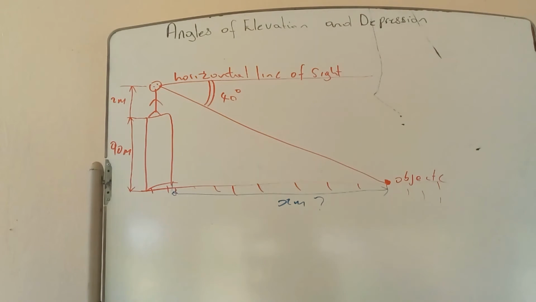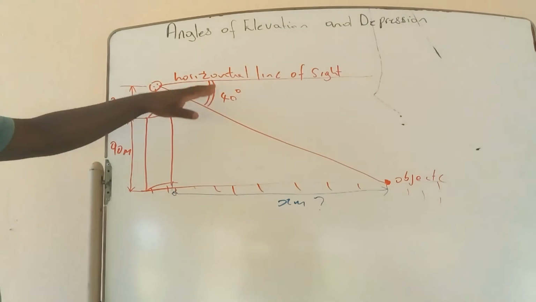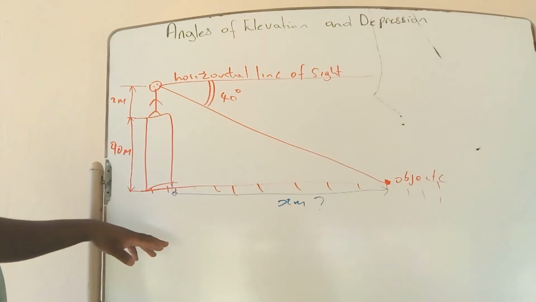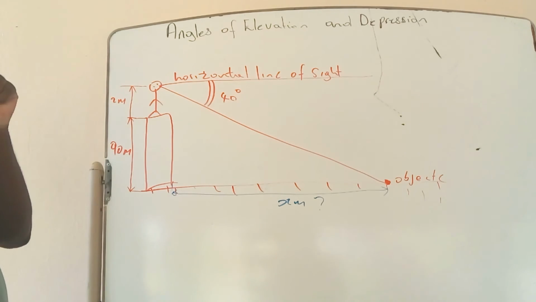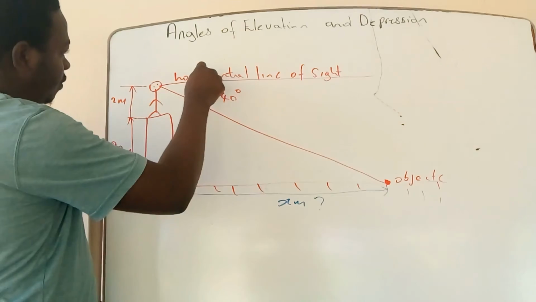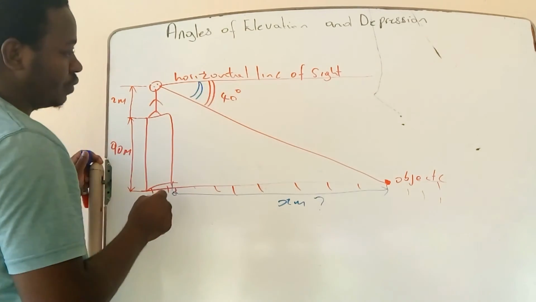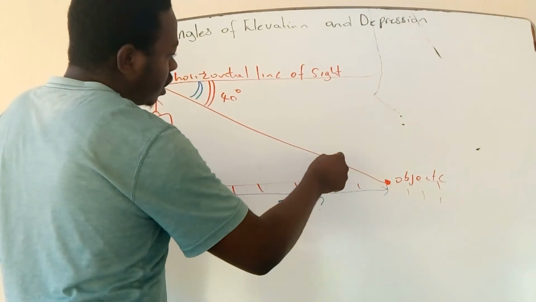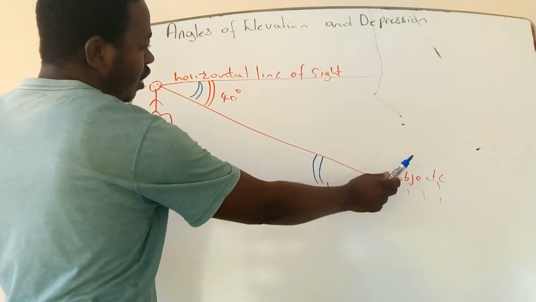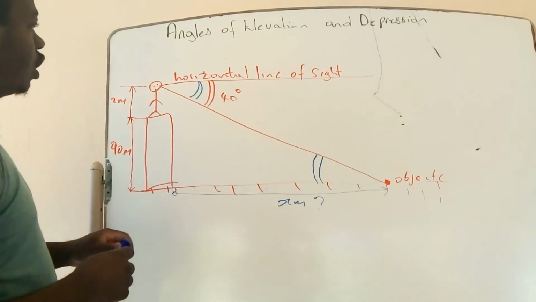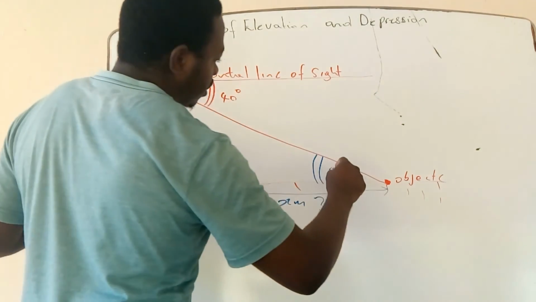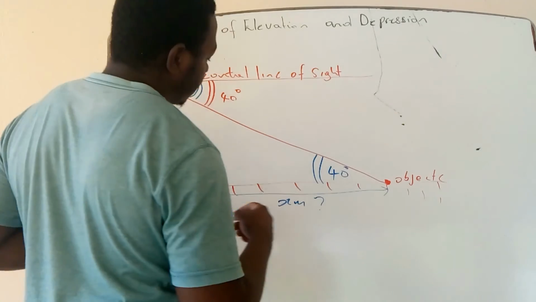Now, one thing that we know is that the angle of depression is equal to the angle of elevation. So this angle here, which is the angle of depression, is equal to this angle here, which is the angle of elevation if you're looking up. We know that this is 40 degrees, so this is also 40 degrees.